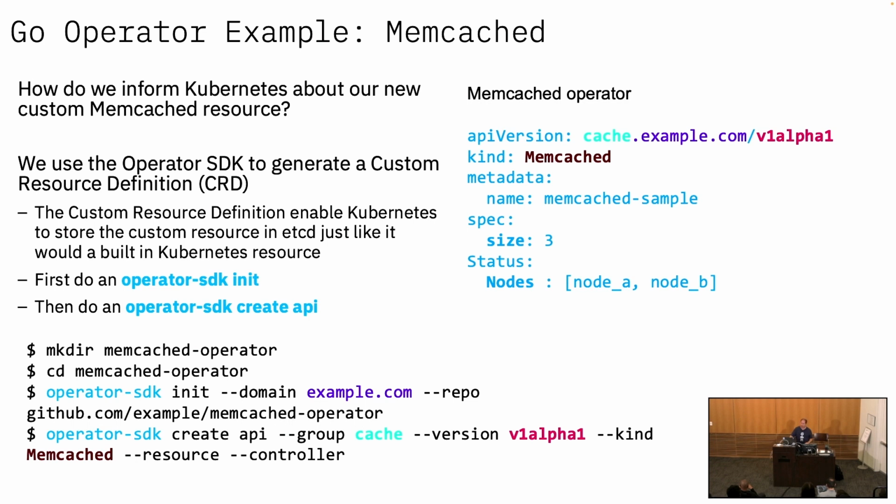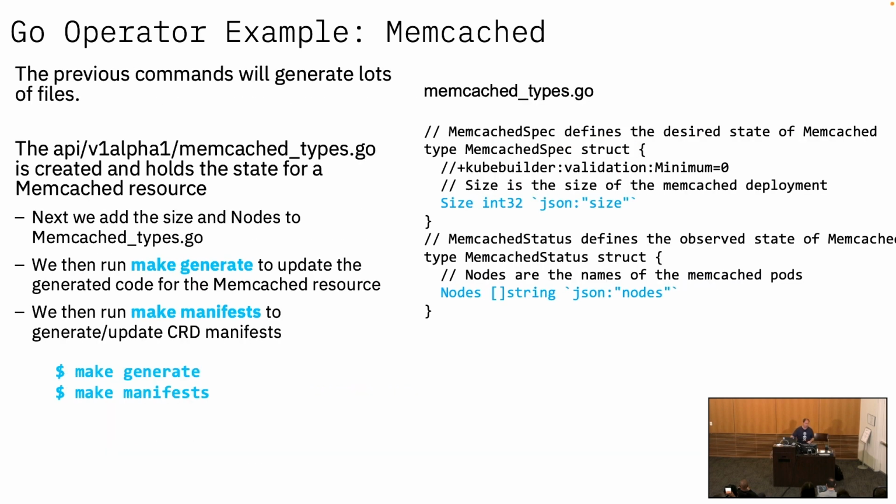There are some values here that I've colorized. So there's the API version. We're going to call it cache.example.com, and v1alpha1 is the version. And there are actual Operator SDK commands down here. I'm not going to go into too much detail, but that's how you define those values for your new operator. So example.com, we're calling that the domain. The group is cache, the version is v1alpha1, and the create API command is what tells it what those values are. Those are Operator SDK commands that do that for you.